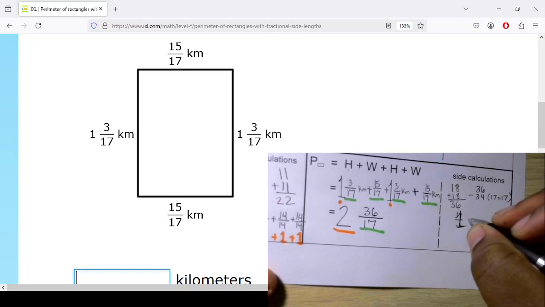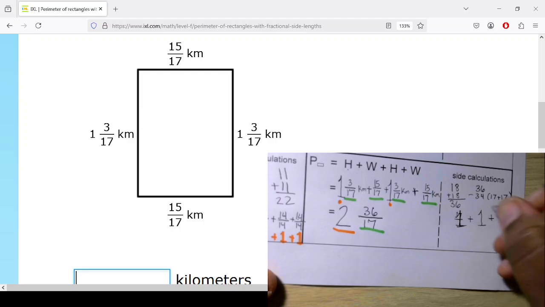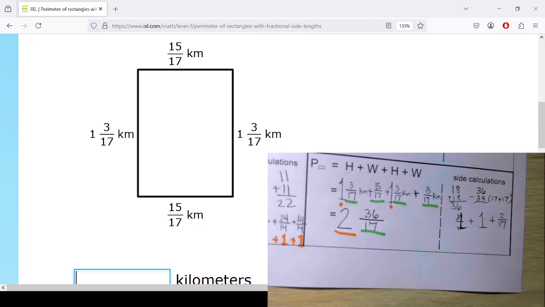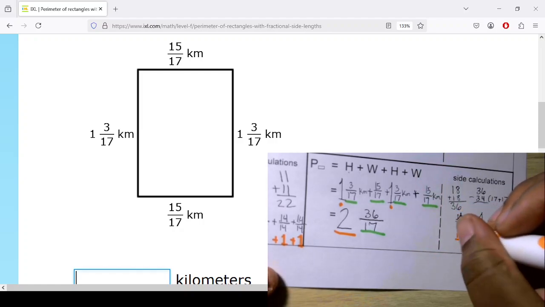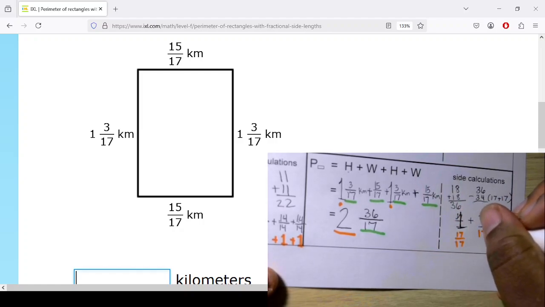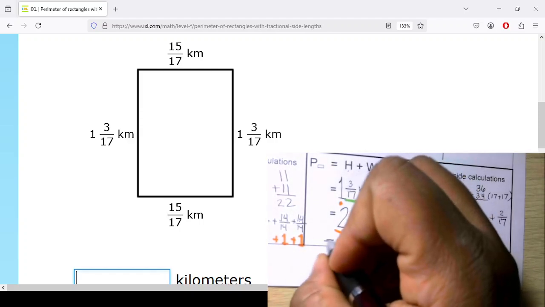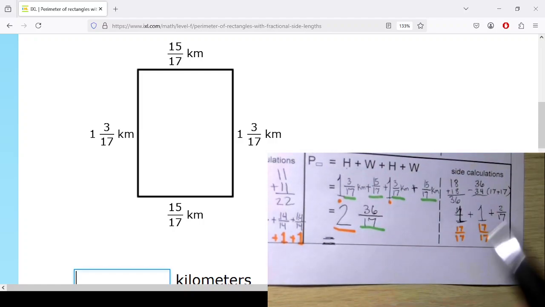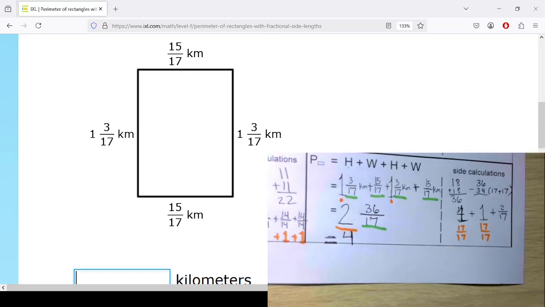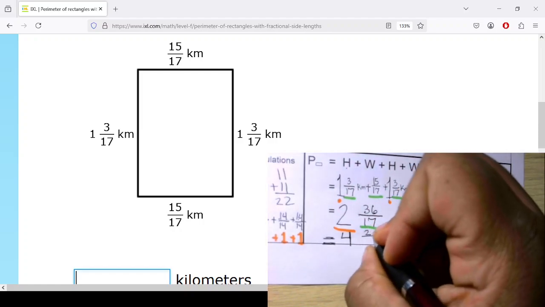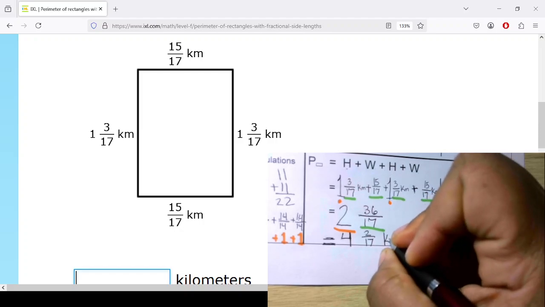Oh, so 1 whole unit plus 1 whole unit plus 2/17. And I got that number because this is 17/17 and this is 17/17. So 2 whole units plus 2 whole units gives me a total of 4 whole units. And then the fraction part that is left over is 2/17. So 4 and 2/17 of a kilometer.